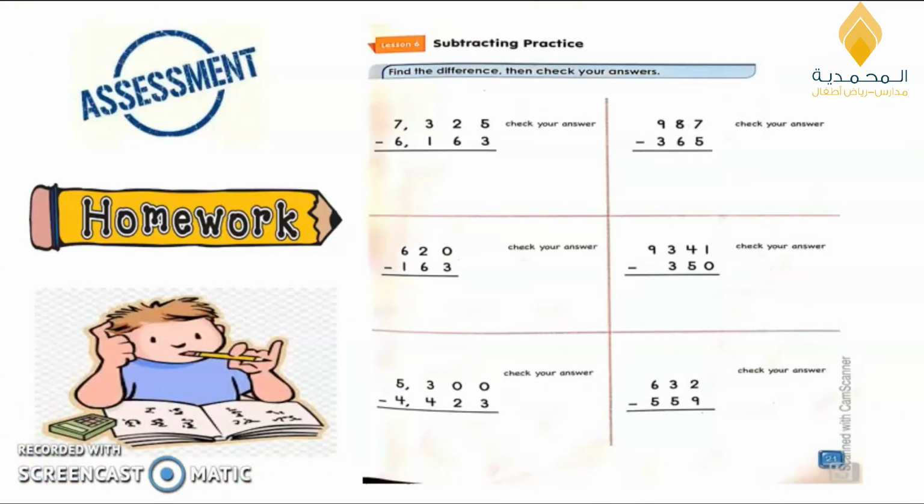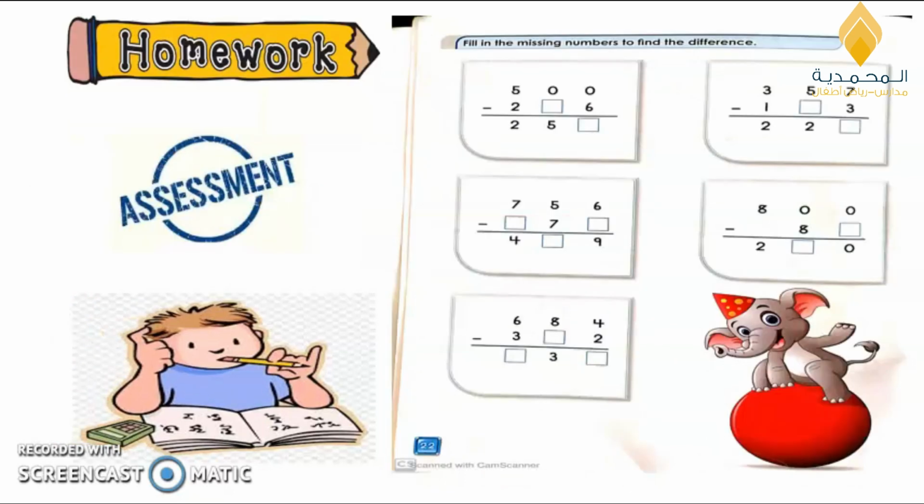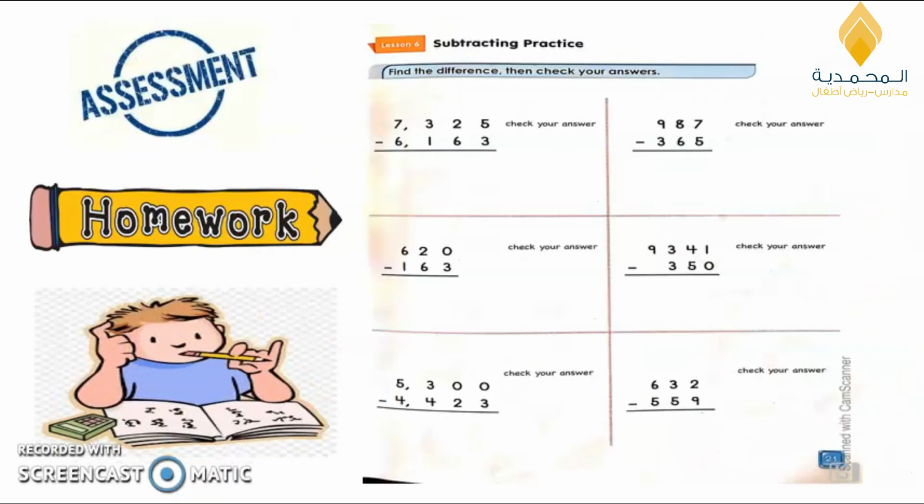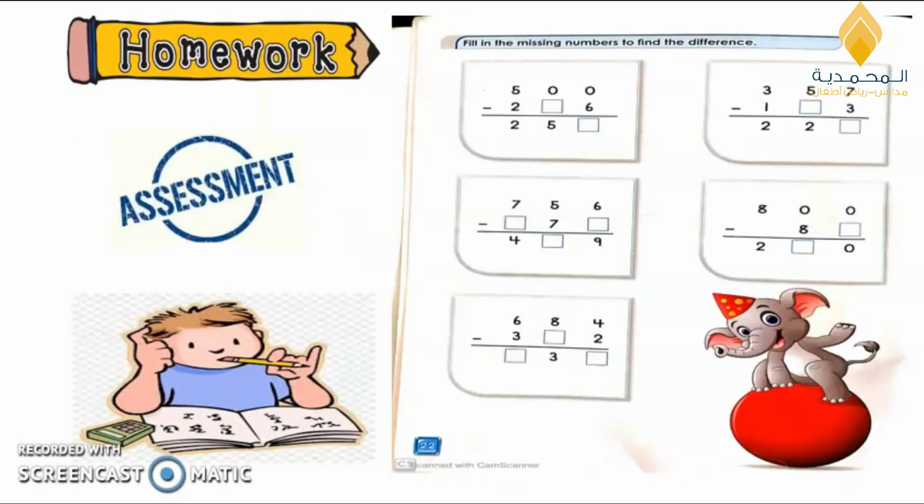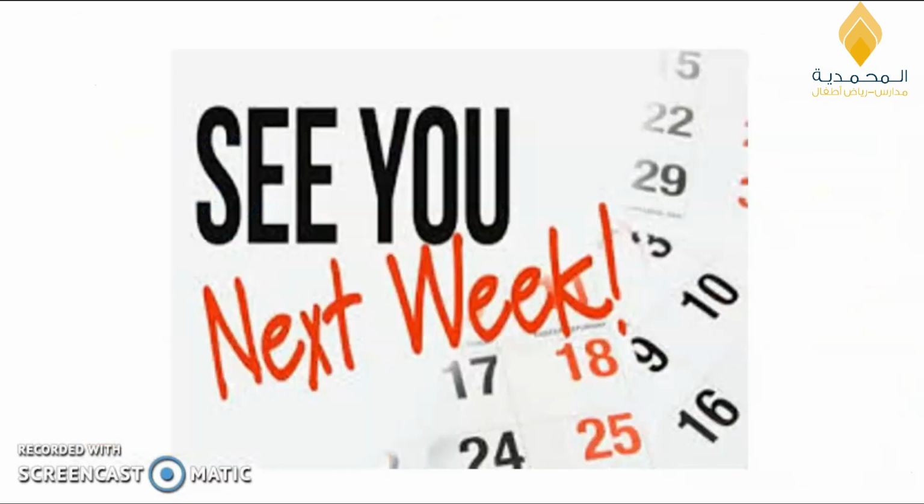As I mentioned before, these 4 questions are homework. Also, page 21 is a homework as an assessment. Look, I will put marks on this homework. This homework is as an assessment. Okay, page 21. Also, the next page, which is page 22, is also a homework as an assessment. Again, page 21 is a homework, and page 22 is a homework as an assessment for this week. And thanks for watching. I hope you enjoy the video and understand the subtraction, and see you next week, inshallah.